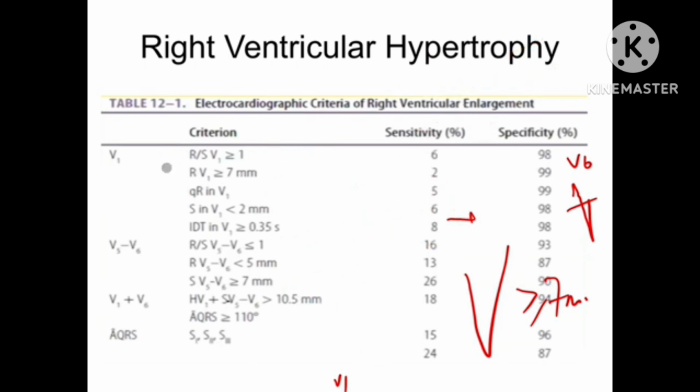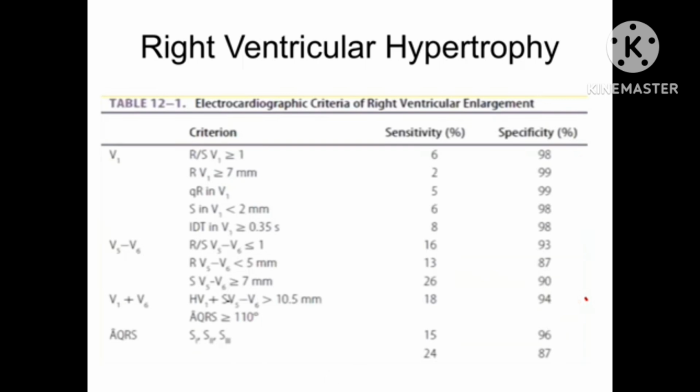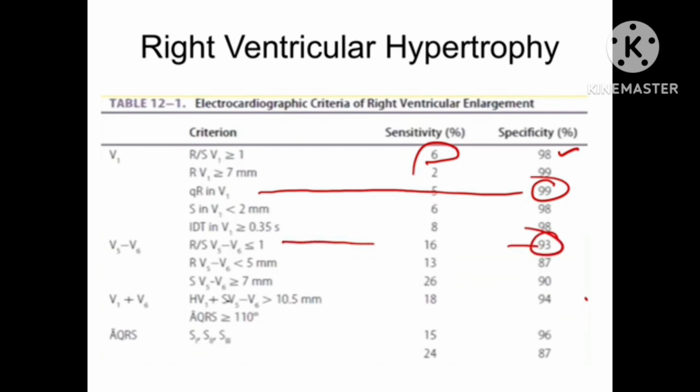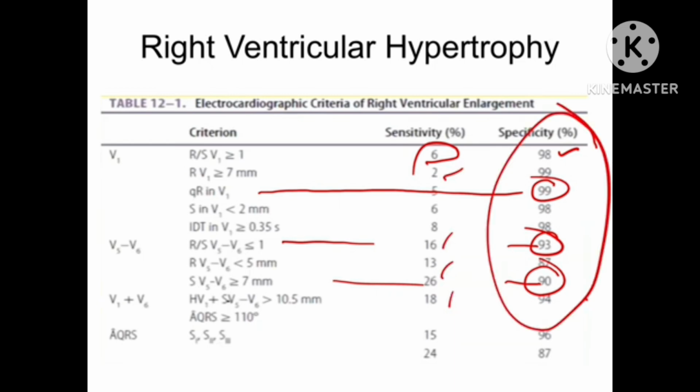The sensitivity and specificity of these criteria is shown. The R by S in V1 has a specificity of 98%, but the sensitivity is only 6%. Similarly, QR in V1 has a 99% specificity. The R by S wave in V5, V6 has a specificity of 93%. Similarly, deep S wave in V5, V6 has a specificity of 90%. If we see the sensitivity, these are very low. So this is not a gold standard.